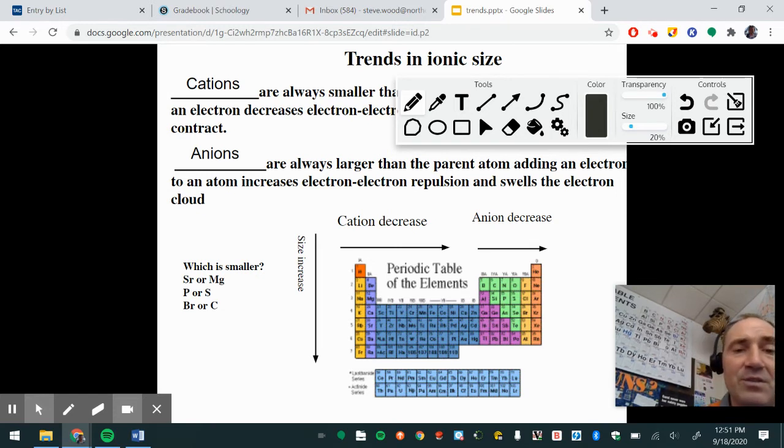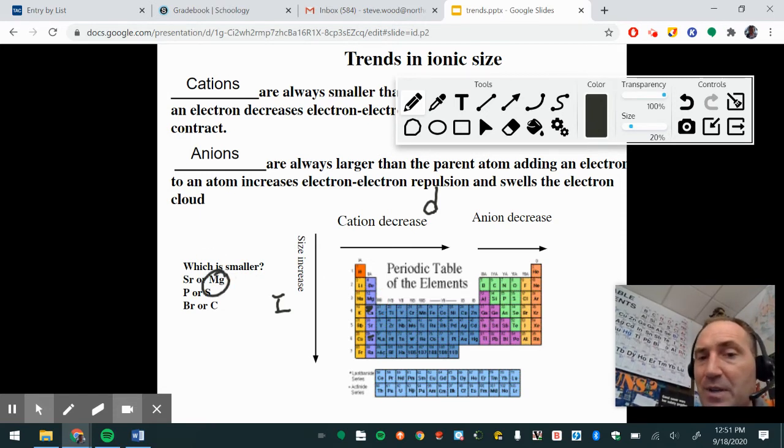So oftentimes I'll just write, okay, so the trend going to the right decreases, going down increases. And if you know this, you kind of know them all because it's the same trend and you can just kind of follow the patterns. Okay, so let's do this. Which is smaller, Sr or Mg? Here's Sr right here, and here's Mg. And so the smaller one would be Mg because it's further up on the chart.